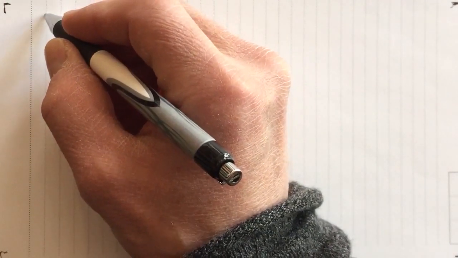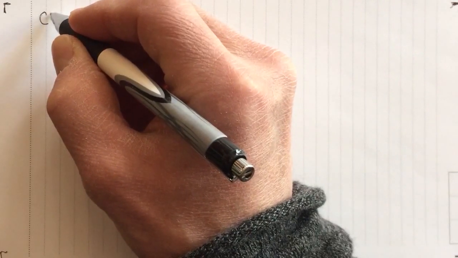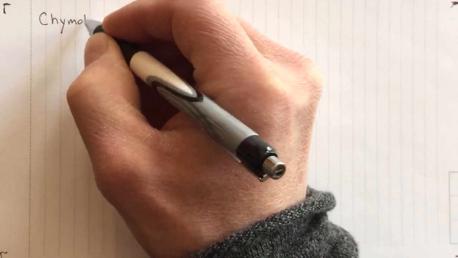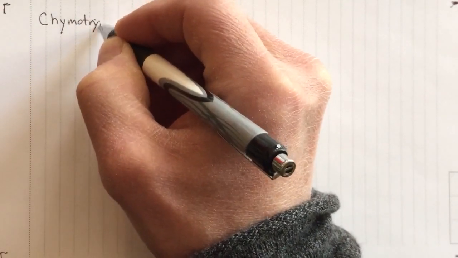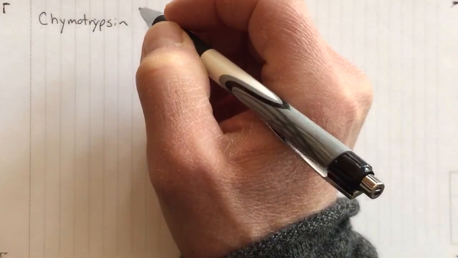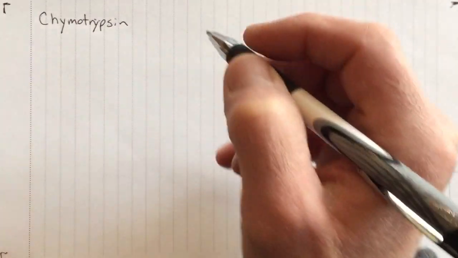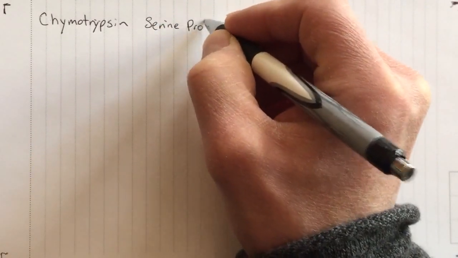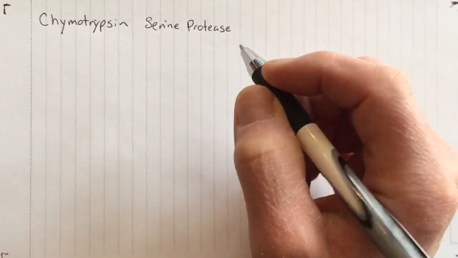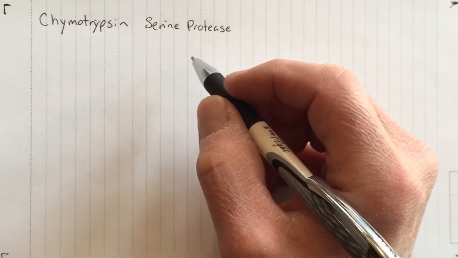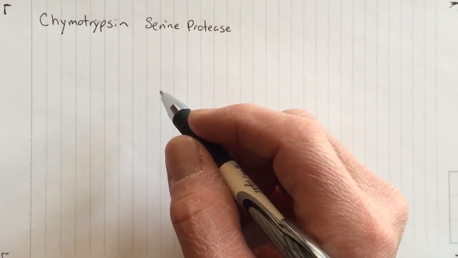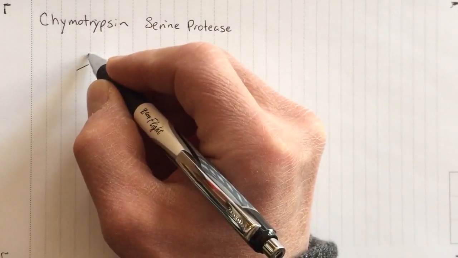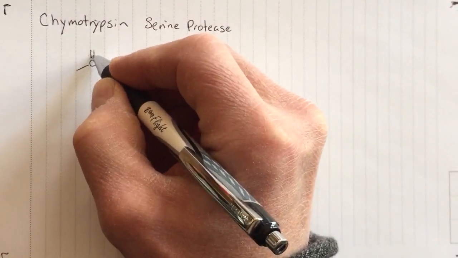This video is to explain the reaction mechanism catalyzed by chymotrypsin. Chymotrypsin belongs to the serine protease family. So if you understand this mechanism, you actually understand the mechanism of several enzymes that catalyze the hydrolysis of peptide bonds. So to begin with, let's draw in the substrate, which is a peptide bond.